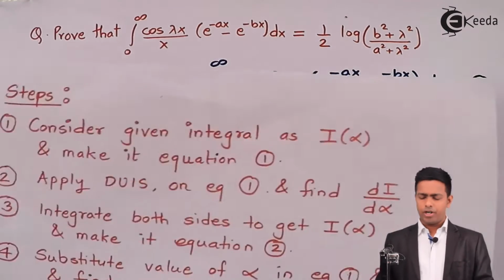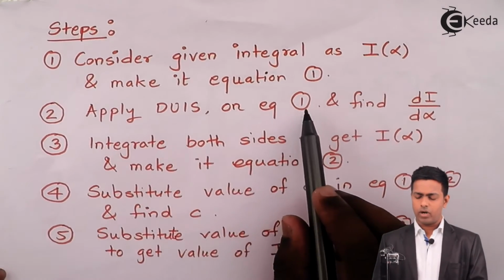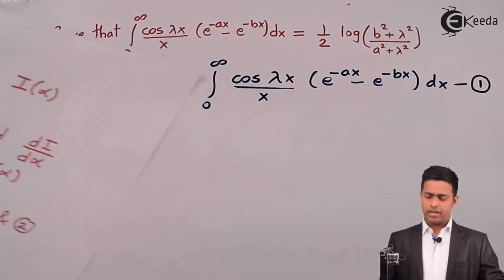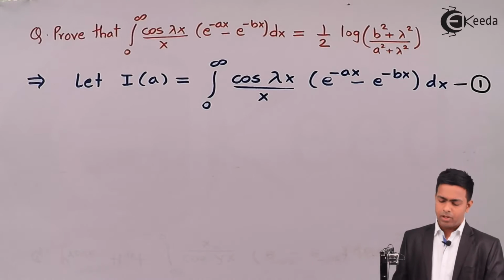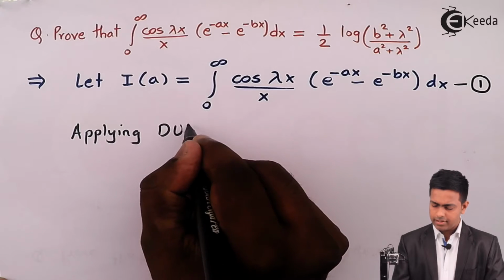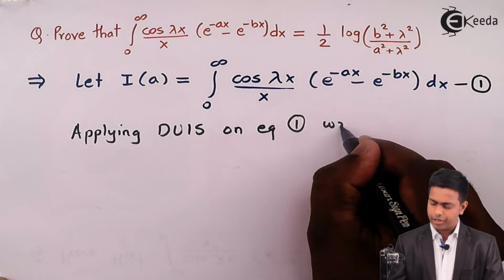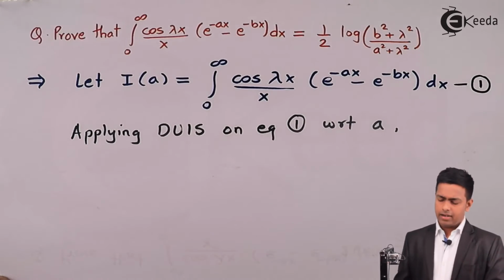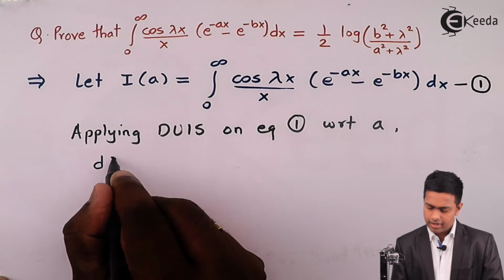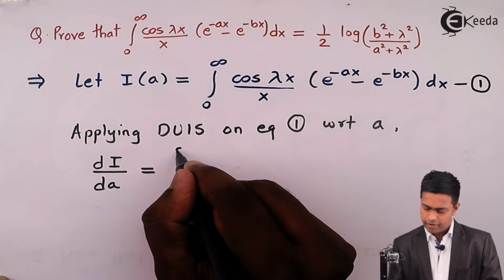Now let's come to step number 2. We will apply the rule of DUIS on equation number 1 and find out the value of dI upon d alpha. Here it is alpha, but in our case it will be dI by dA. So let's apply it. Applying DUIS on equation number 1 with respect to A, I'll get dI by dA equals integration from 0 to infinity.